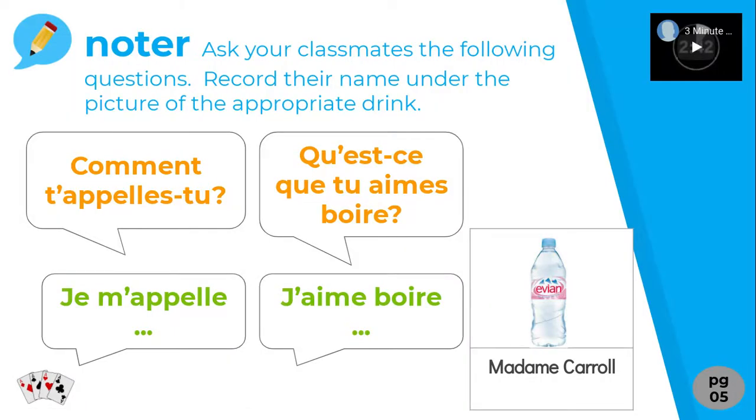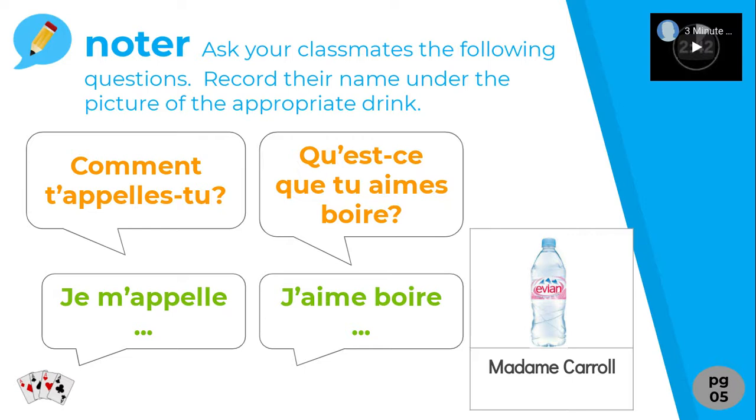Bien, tournez à la page 5, s'il vous plaît. Same thing as yesterday. You are going to ask your classmates the following questions. Comment t'appelles-tu? And qu'est-ce que tu aimes boire? And you're going to record their name under the picture of the drink that they say that they prefer. So let's go ahead and practice.